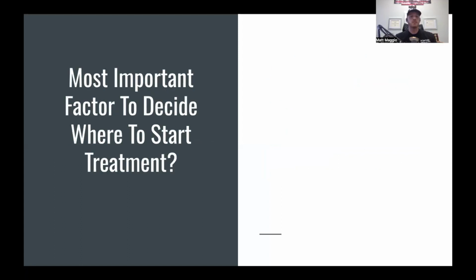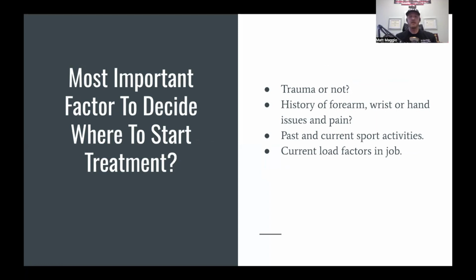So what are the most important factors to decide where to start treatment? I covered in the other video what the factors are to decide if we want to start in the neck and the shoulder. This one, I want to show you what can help you decide if you want to start in the forearm and the wrist. One is definitely going to be trauma or not.